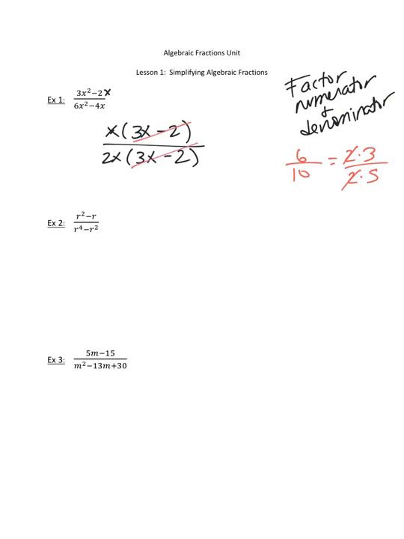Now when you have monomials, you can also have common factors, because remember, 2x is really 2 times x. So you can break down the common factor x here. So your final answer is whatever's left. Whatever's left in the numerator is just a 1, and in the denominator, you have a 2 left. So it's 1/2.